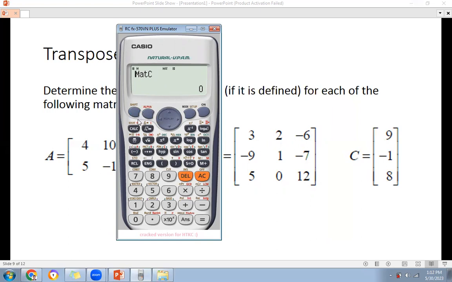Okay, so for matrix C, we get the transpose of that. So this is vertical originally, and then it becomes horizontal: 9, -1, and 8.